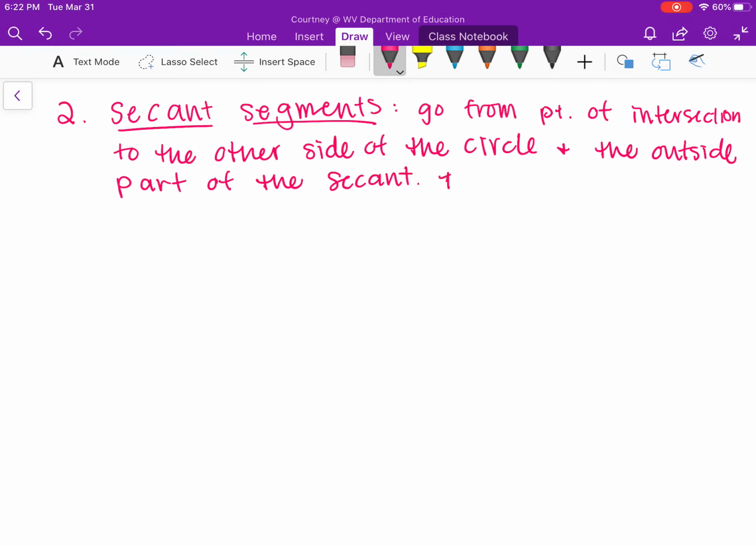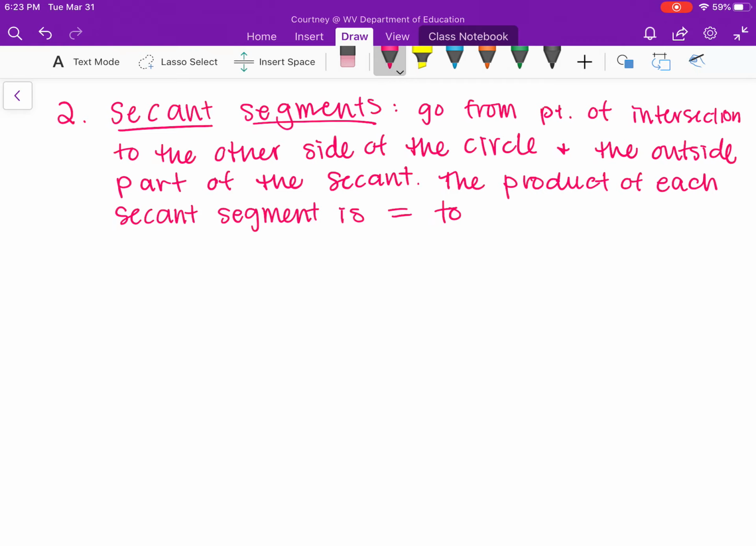The second sentence says the product of each secant segment is equal to the product of the other.